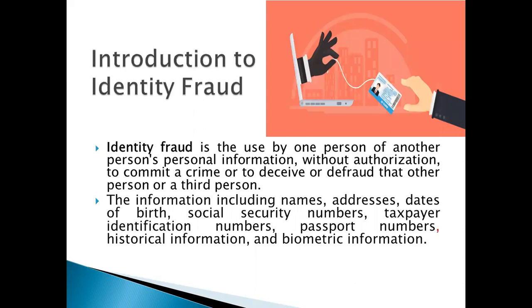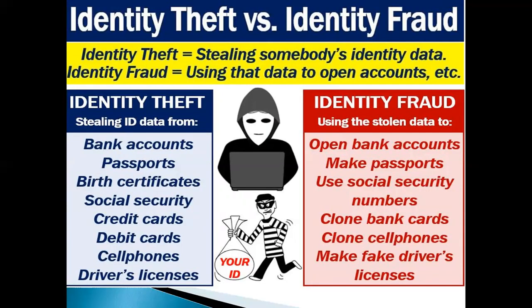Next is identity fraud. So what is identity fraud? In identity theft, they have stolen the information of a person. By using that information, they do some fraud activities, which is called identity fraud. It is the use by one person of another person's personal information, without the authorization of that person, to commit a crime or to deceive or defraud that person. The information includes names, addresses, date of birth, social security numbers, taxpayer identification numbers, passport number, historical information, and biometric information. So this information is used for fraud activity.